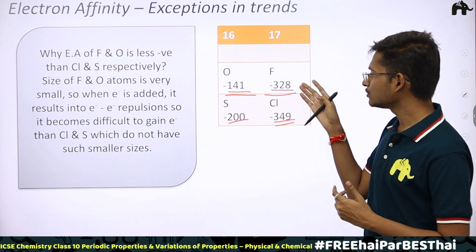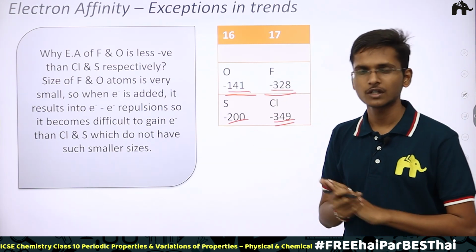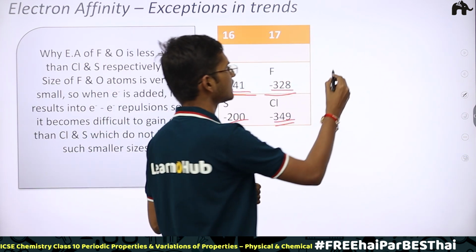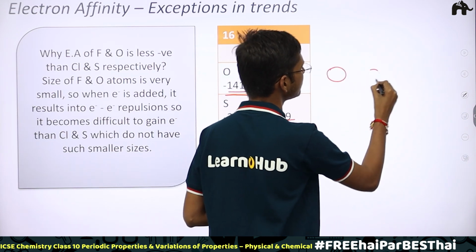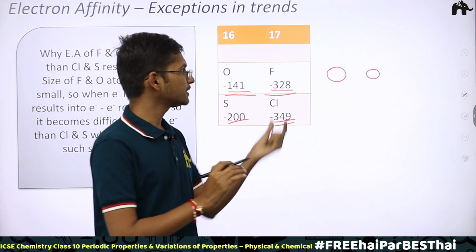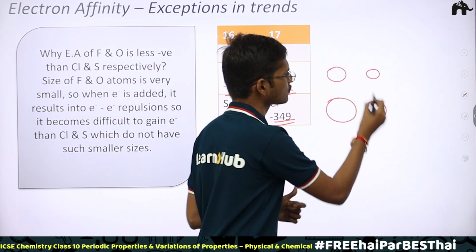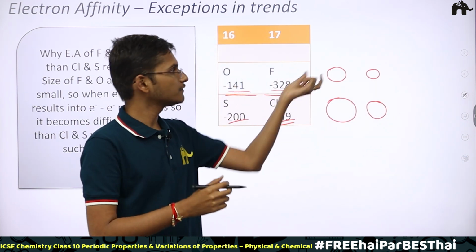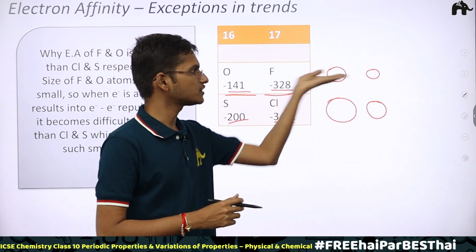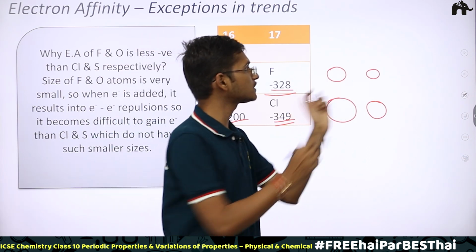Why do this pair of elements, oxygen and sulfur, and fluorine and chlorine, show exceptional electron affinity values? The reason is very simple. Oxygen and fluorine atoms have very small sizes. Sulfur and chlorine don't have such small sizes. We also know that when we move down the group, atomic size increases, so they have comparatively larger sizes than oxygen and fluorine, and their sizes are not exceptionally small like those of oxygen and fluorine.